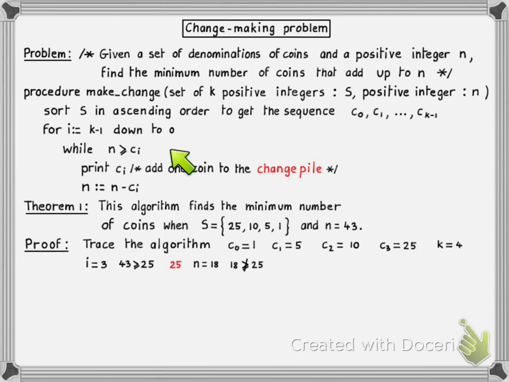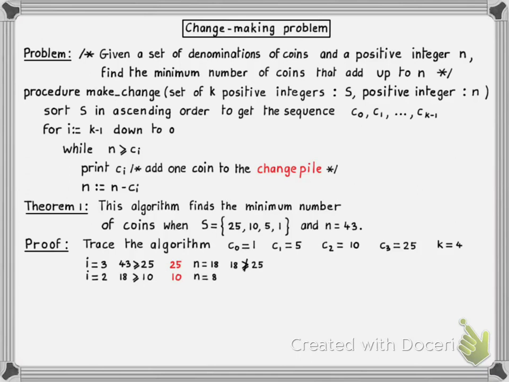We're done with the while loop, and we can start the second iteration of the for loop, which takes i to the next value down, namely 2, so now we're going to consider dimes. So for i equals 2, we ask ourselves, is the current value of n, namely 18, greater than the value of a dime? The answer is yes, therefore we can put a second coin on the pile, namely a dime, and therefore we can reduce n by 10 to get 8.